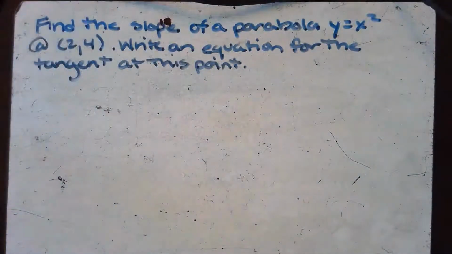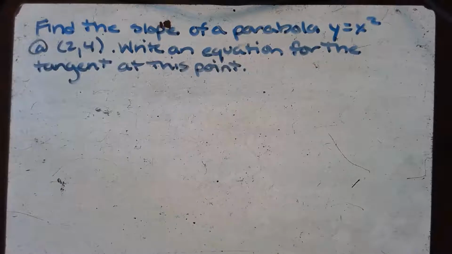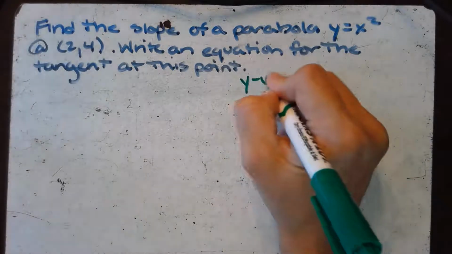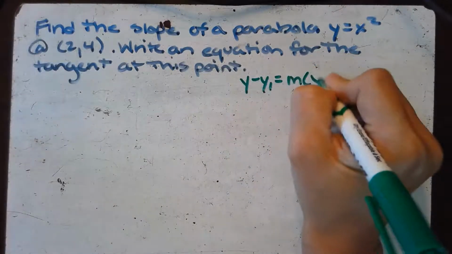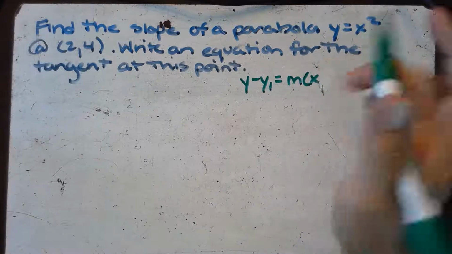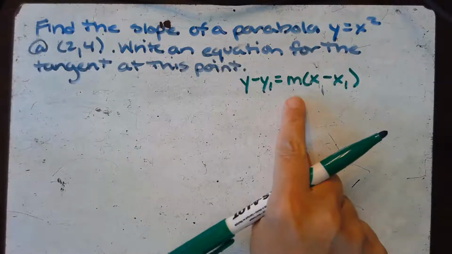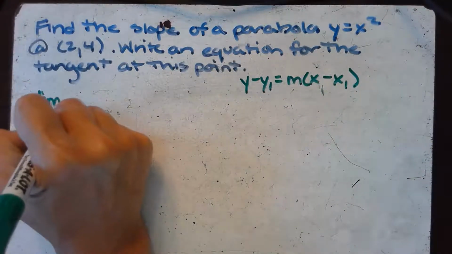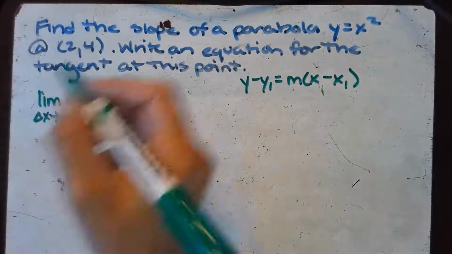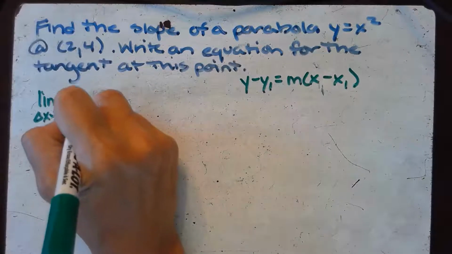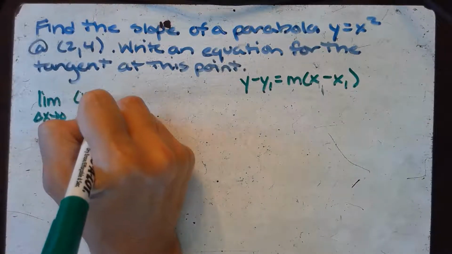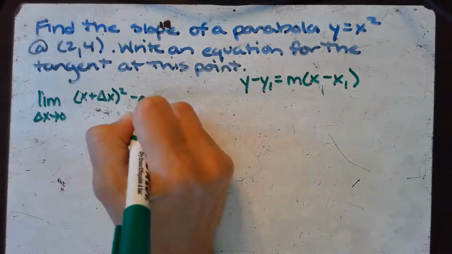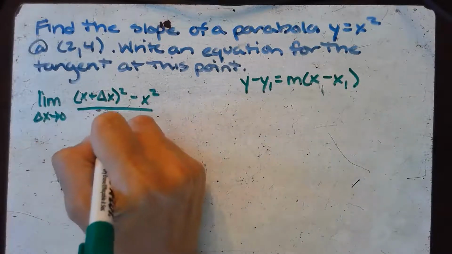Okay, a little more extension. Find the slope of a parabola, y equals x squared, at 2, 4. Write an equation for the tangent line. Well, remember when I recalled this form right here, point slope form? Well, we're going to use that, and I'm going to write the tangent line. But first off, I have to have a slope. That's where we do the limit as delta x goes to 0. So here we go, x plus delta x squared minus x squared all over delta x.